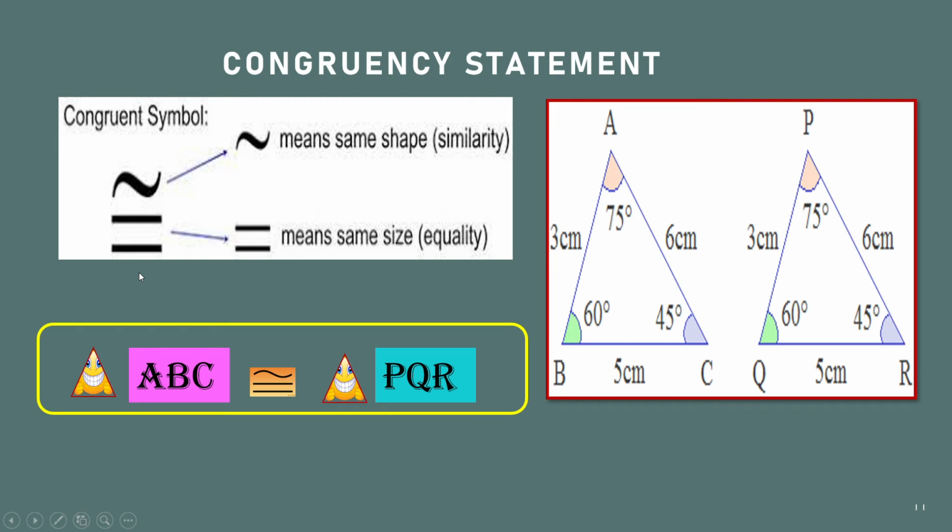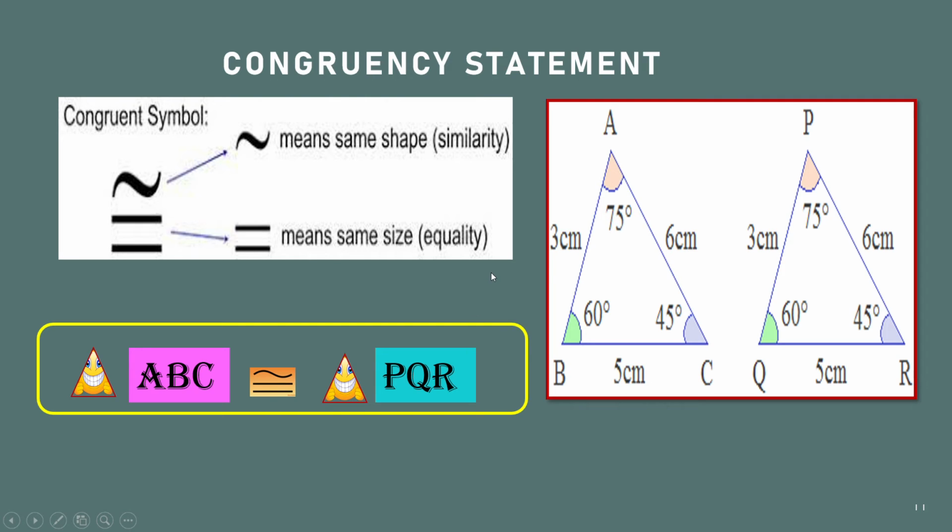Let's bisect it. So this is the equal sign. Equal sign means two or more things have the same size. And this is the symbol of similarity. And similarity means they have the same shape. So if one triangle is bigger and one is small, they are similar. They are not congruent. If two are of the same size, but they are not in the same shape, then also they are not congruent. So one thing cannot be congruent. Two or more objects are congruent only when they fulfill both the criteria.